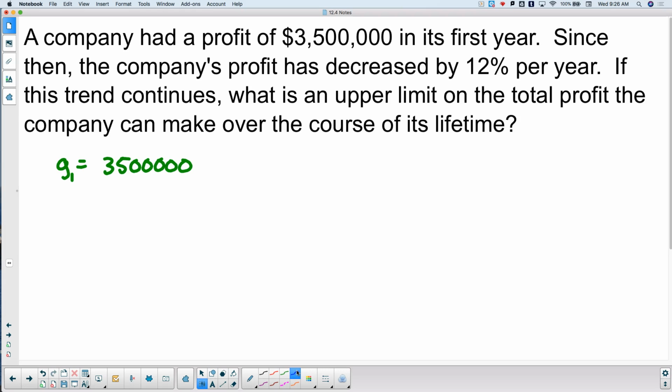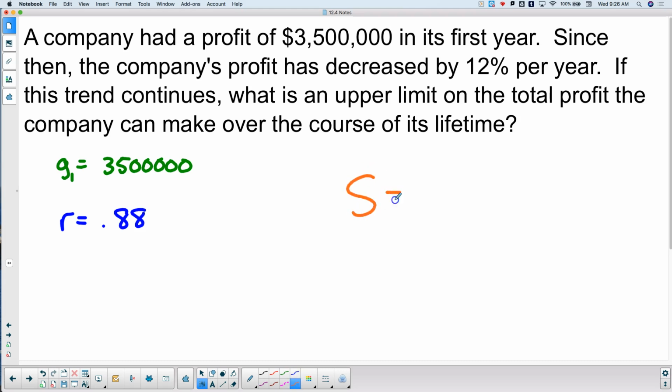0.88. Why? It's what's left over. So you do 1 minus, because it decreases by 12%, which means that there's 88% left. So my R value is 0.88 to get the next term. That's an acceptable R for our range.